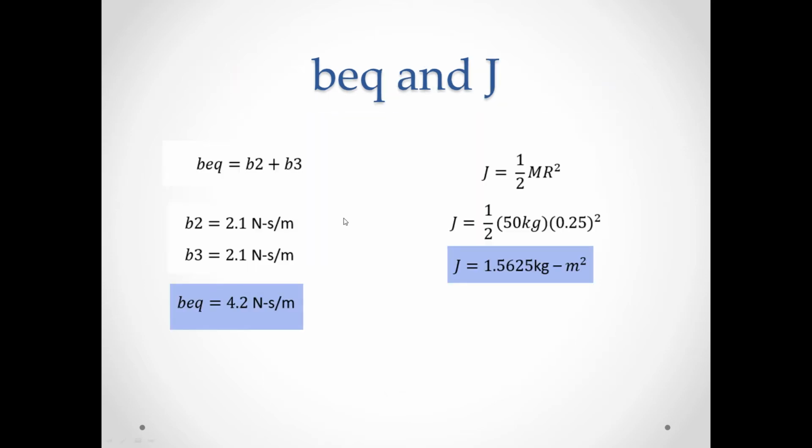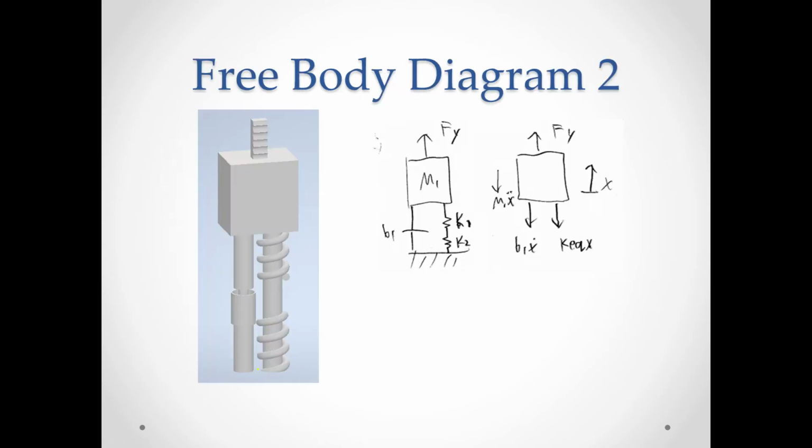And now we have our B equivalent and our J. J is more for future reference, but I found it while I was finding the B equivalent. So B equivalent equals B2 plus B3. We have our B2 and B3 being 2.1. That equals 4.2. And then we have our free body diagram for the second part of our problem.